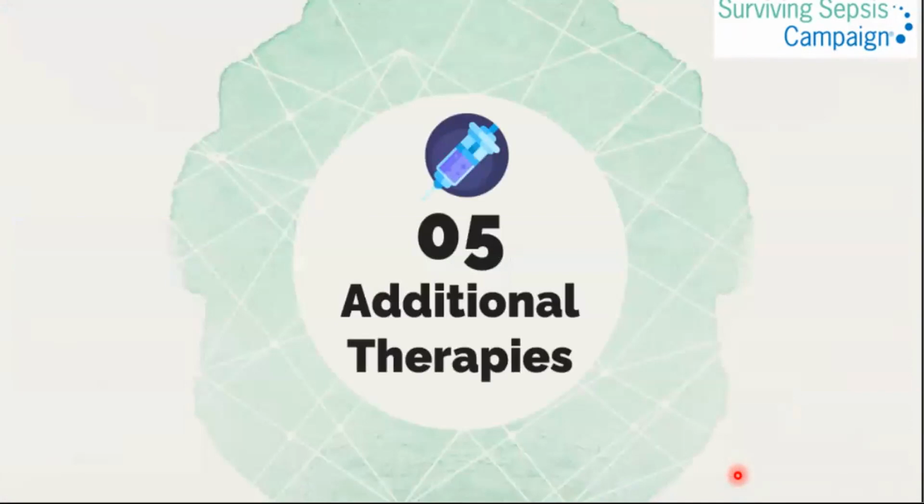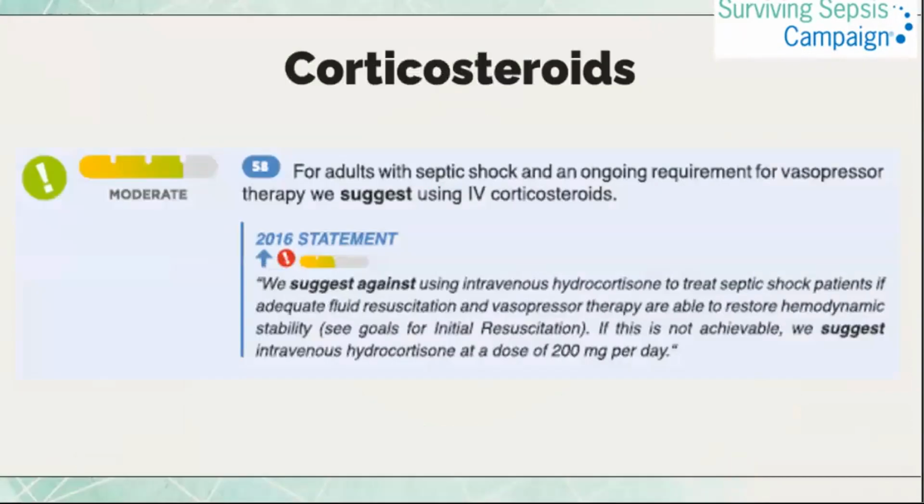The last part is additional therapies. Steroids: for adults with septic shock and an ongoing requirement for vasopressor therapy, we suggest using IV corticosteroids. Since the 2016 guidelines, several large RCTs have been published, with a meta-analysis finding faster resolution of shock and increased vasopressor-free days in those receiving systemic steroids.